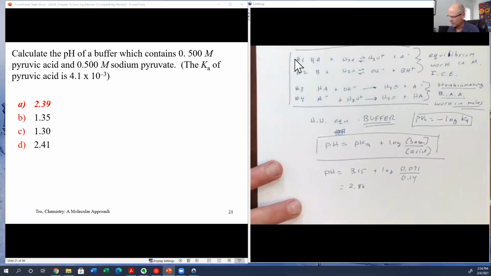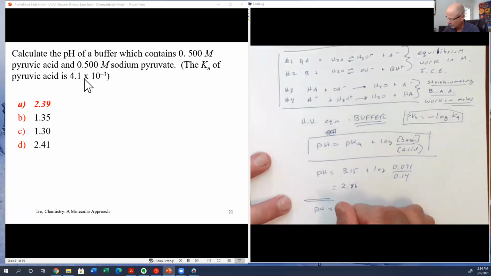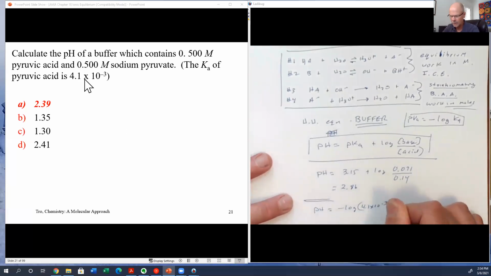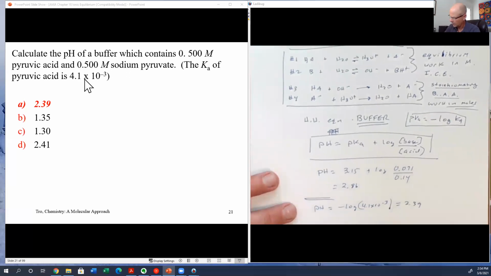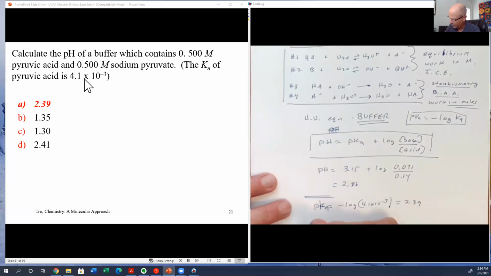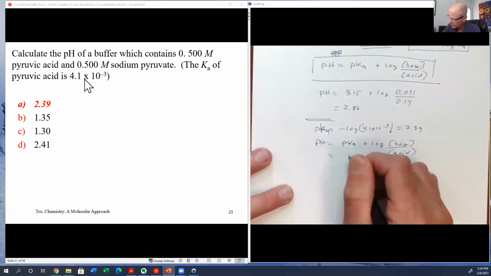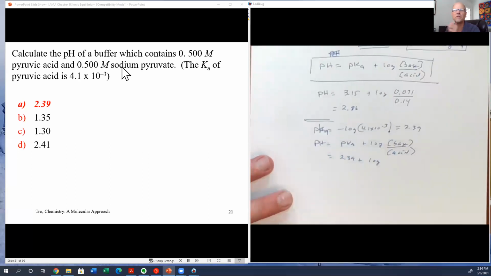Okay. You just got to plug into this equation. So pH is equal to pKa. So that's minus the log of 4.1 times 10 to the minus 3, right? Which is equal to 2.39, right? Sorry, that's pKa, right? And then pH is equal to pKa plus the log of the concentration of the base divided by the concentration of the acid, right? So that's equal to 2.39 plus the log, which is the base component. That's all you got to figure. Two things you got to figure out here.